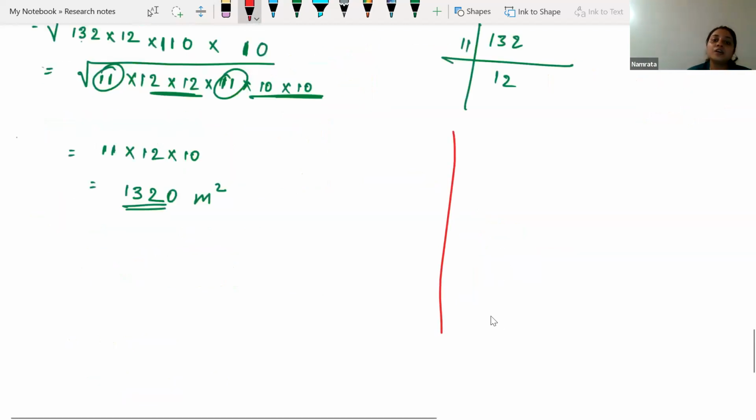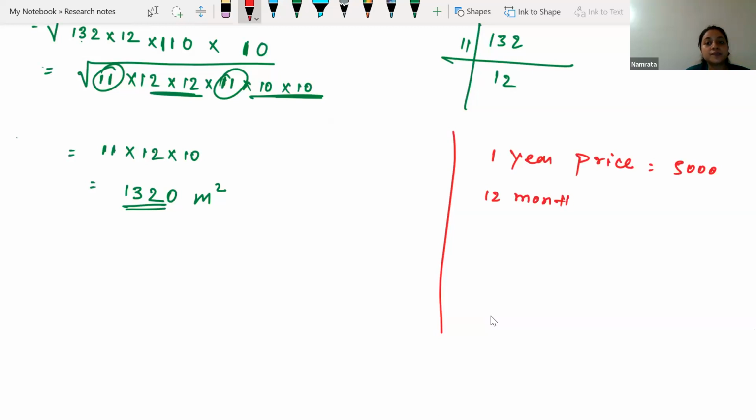So its 1 year price is 5,000 rupees. That means the 12 months price is 5,000 rupees. Now the 1 month price will be 5,000 divided by 12, right? If 12 oranges cost 5,000 rupees, then 1 orange will cost 5,000 by 12. Yes or no? Yes, ma'am.